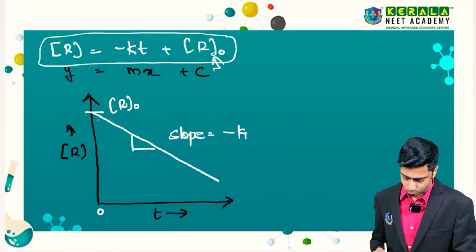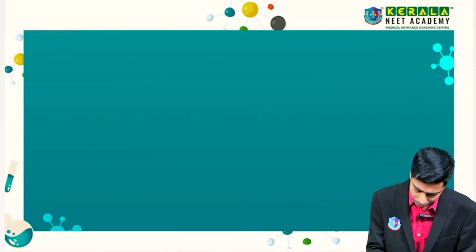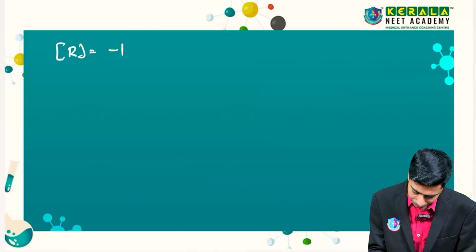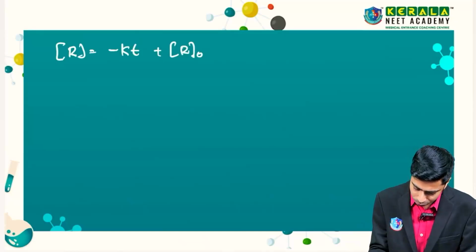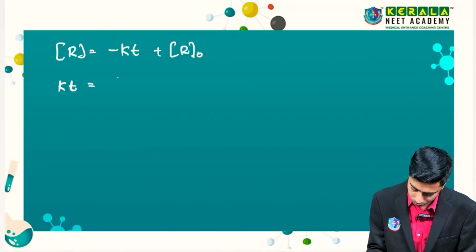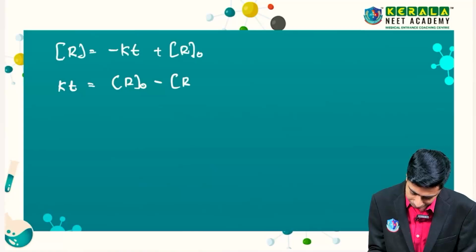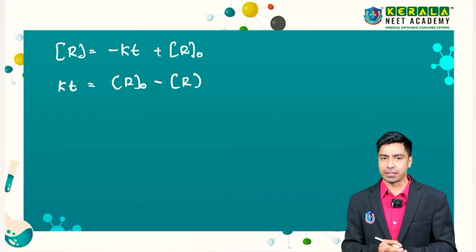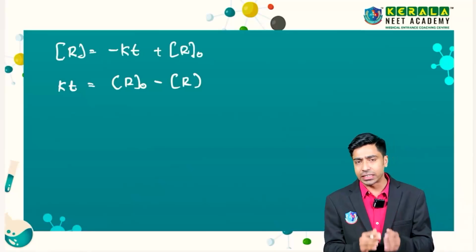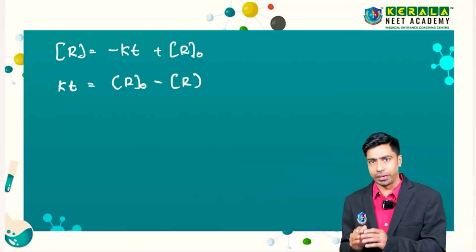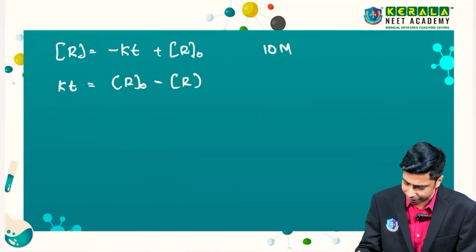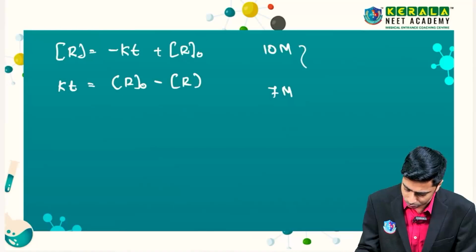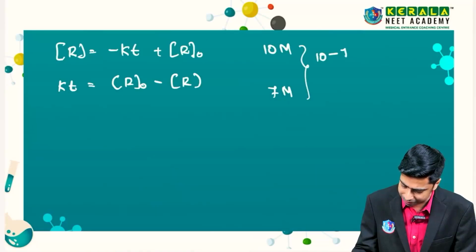Now if you rearrange this equation, R is equal to minus kt plus R0, so I get kt is equal to R0 minus R. R0 is the initial concentration and R is the concentration at time t. Initially you have 10 molar concentration, and at time t you have 7 molar. That means the amount reacted is 10 minus 7, where 10 is R0 and 7 is R.